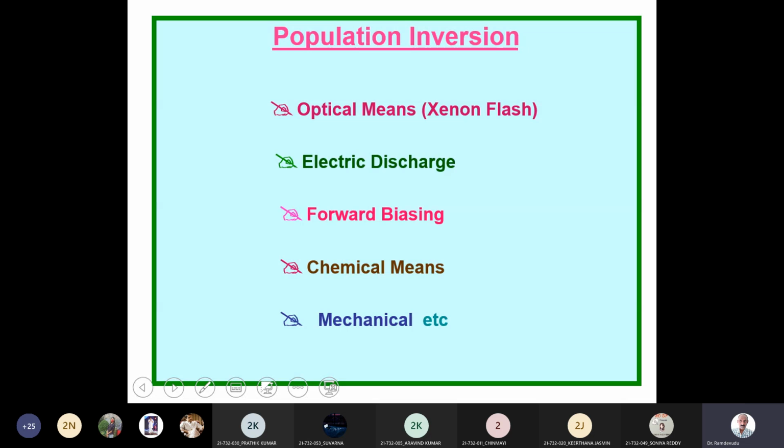How do I get population inversion? That means, how can I take atoms from the ground state to the excited state so that there will be more atoms in the excited state? Then only I'll get stimulated emission. For that, there are many methods. One method is optical pumping, electrical discharge, forward biasing if it is a p-n junction diode, or chemical or mechanical means. But we will discuss them soon in detail.